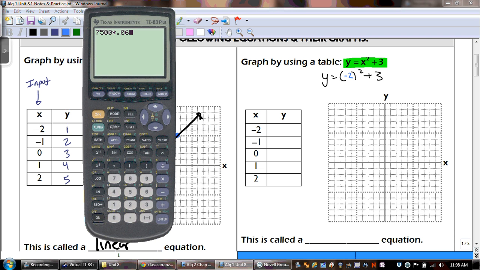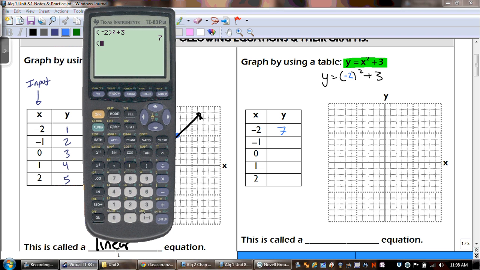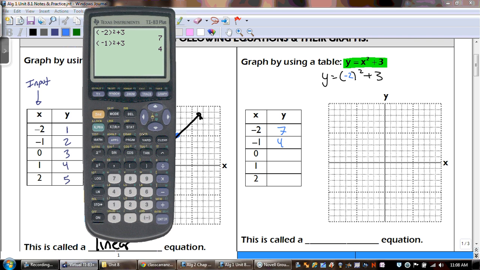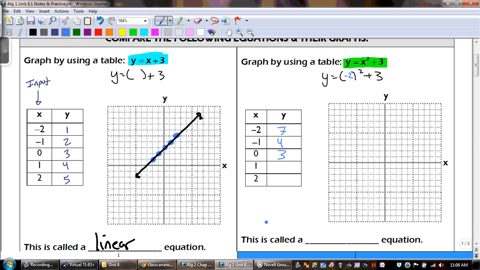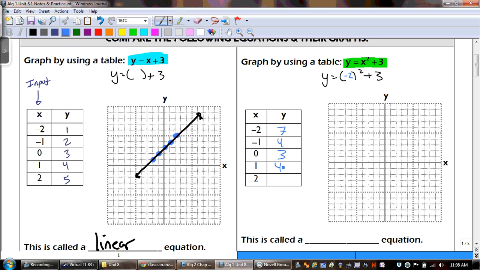Now, when you're plugging this in, you have to be very careful. -2 squared plus 3 gives us 7. Now we're going to plug in -1 squared plus 3, and we get 4. So far this plugging in stuff should be pretty easy. We get 3 there, but what happens when we plug in 1? What did you guys get? We're back to 4, and when you plug in 2, you should get 7.